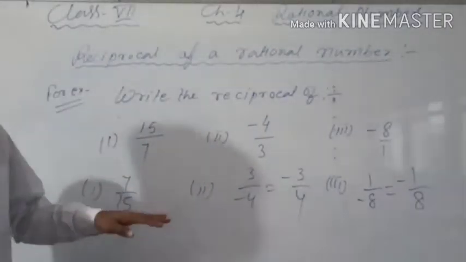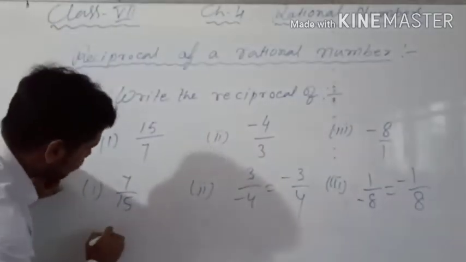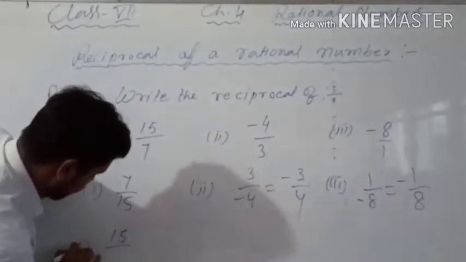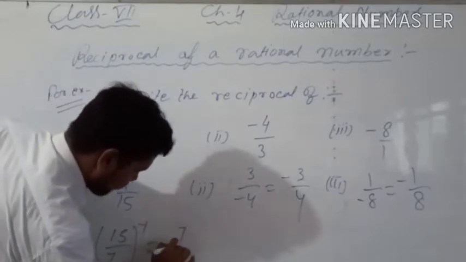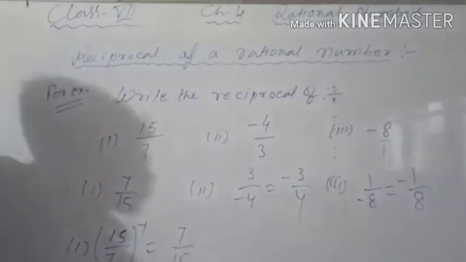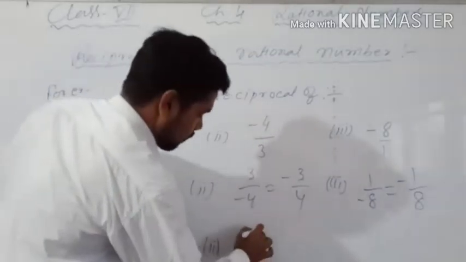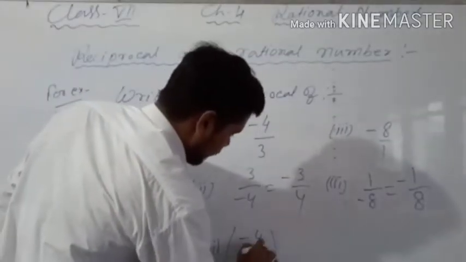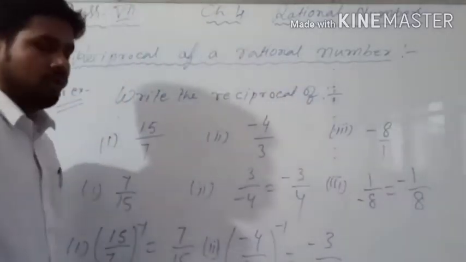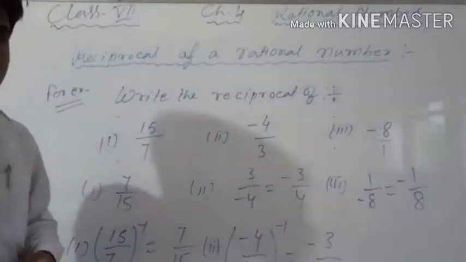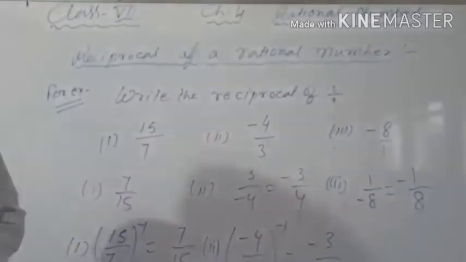Just the opposite of that, you just have to take the inverse. So we can write it like this. Question number 1: 15 divided by 7, inverse is equal to 7 divided by 15. Question number 2, you can write it like this: minus 4 divided by 3, inverse is equal to minus 3 divided by 4. So this is how that one also. This is all about the reciprocal of a rational number.